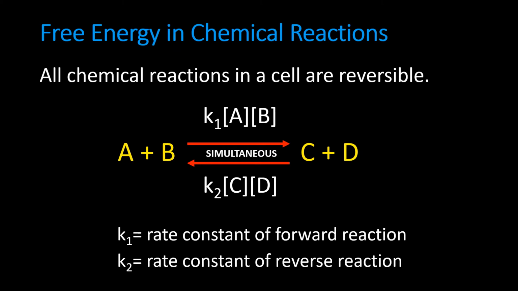This indicates the concentration of the substances A and B. So the rate of forward reaction, K sub 1, is actually dictated by the concentration of A and B, which are the reactants. Likewise, the backward rate of the reaction, which is K sub 2, is related to the concentration of the products, which are C and D.